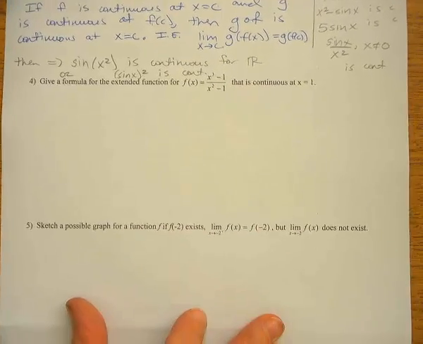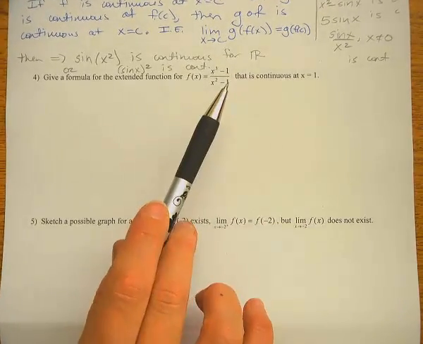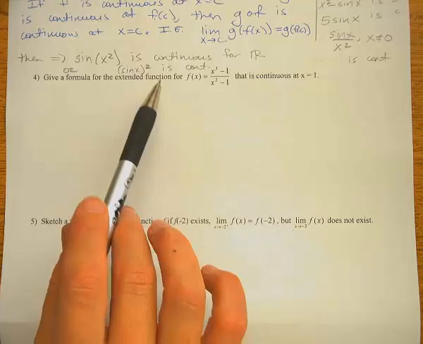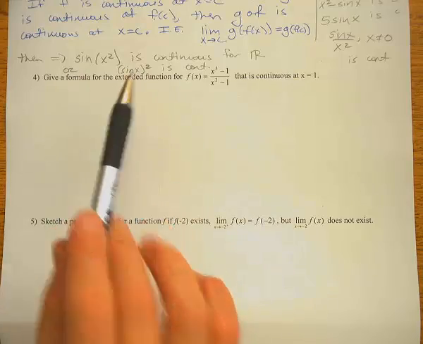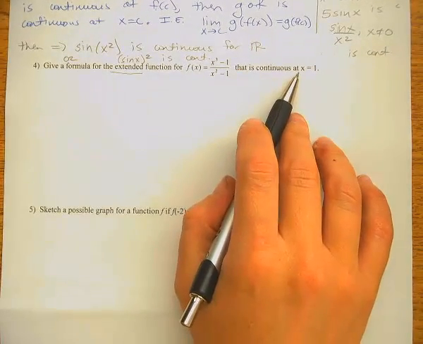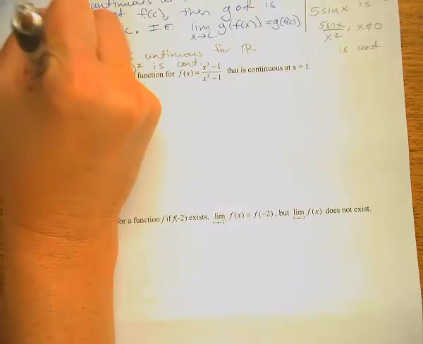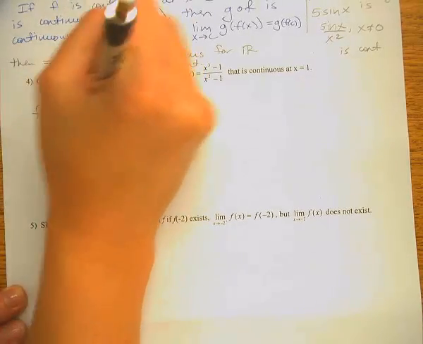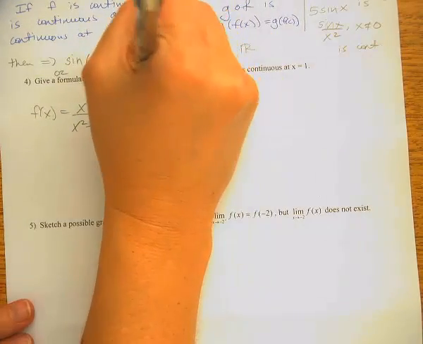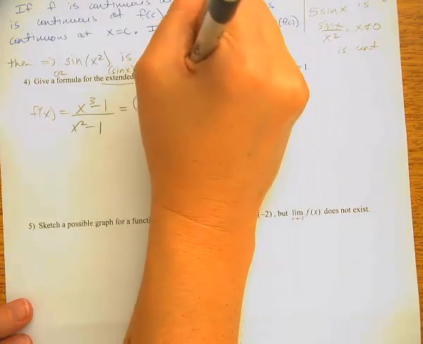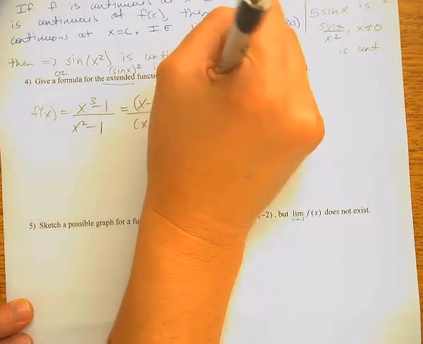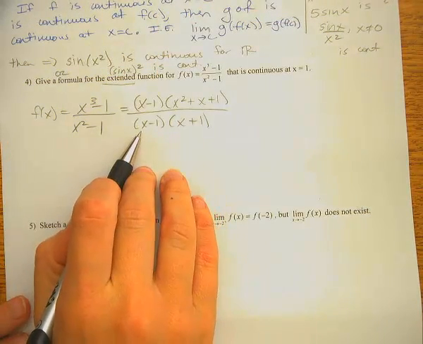Our last two examples, one of them is removing a discontinuity, and then the other one is sketching a graph. This here wants me to rewrite the function. It wants me to give a formula for an extended function that would make this continuous at x equals 1. So let's take a look and see what we're dealing with here. I have a difference of cubes in the numerator and a difference of squares in the denominator. I'm going to go ahead and just factor this out just to see if anything can cancel. And I notice right away that the x minus 1 terms cancel out.